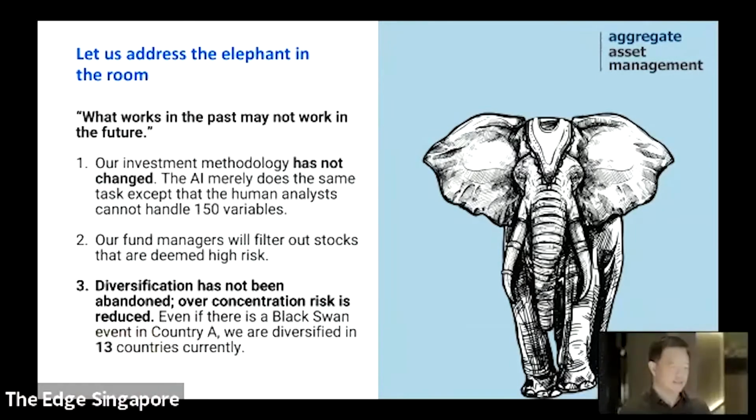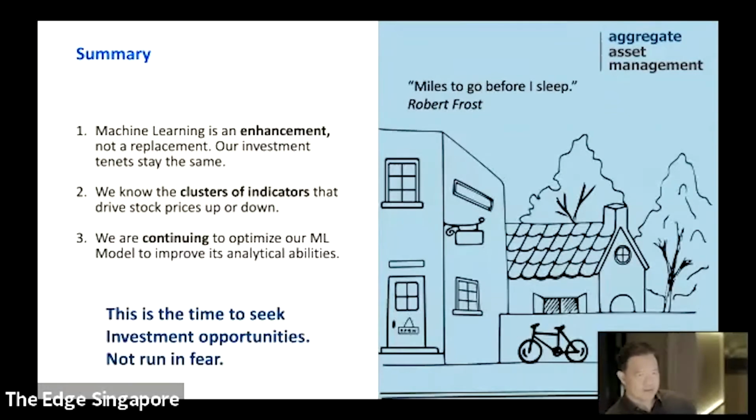And last but not least, diversification has not been abandoned. There is very little over-concentration risk in Aggregate. It's very much reduced. So even if there's a black swan event, remember, we are diversified in 13 countries currently, and there'll be more, and therefore we are safe. So that is the summary of this.